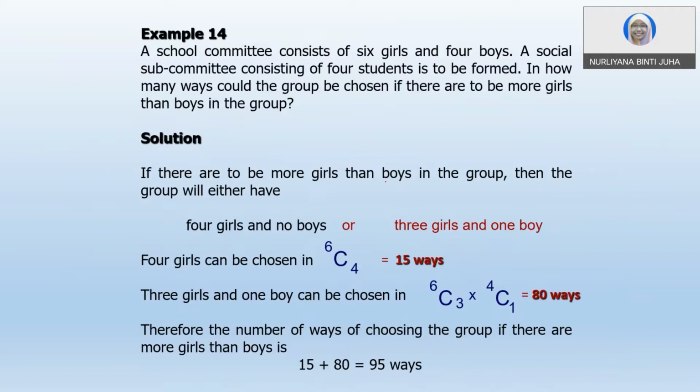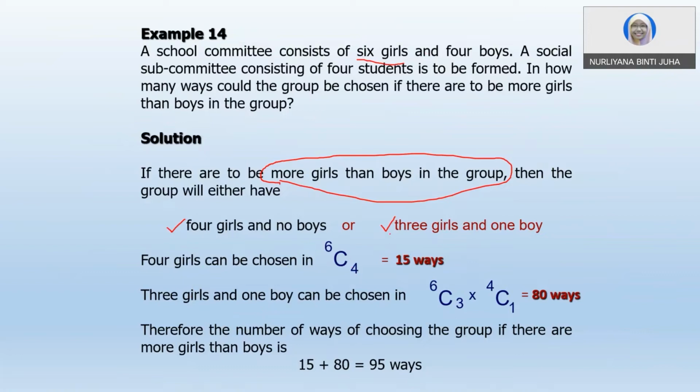So if there are to be more girls than boys in a group, kita ada satu, yang ini ataupun yang ini, option yang kita ada. So let's count for this one. 4 girls can be chosen in, so daripada 6 ni, kita choose only 4. 6 choose 4, so ada 15 ways.